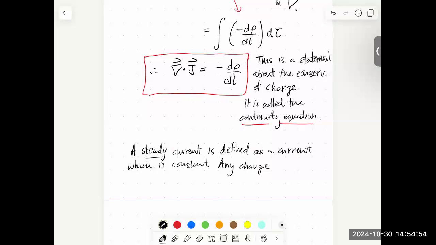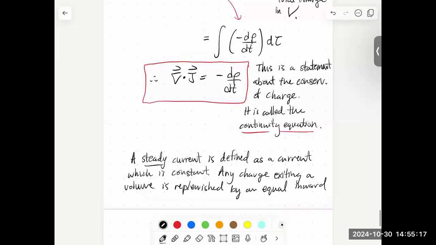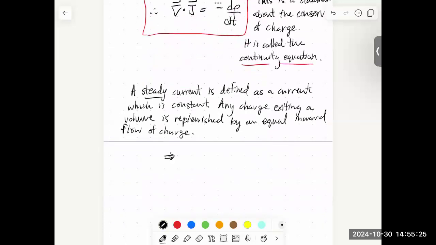Okay, so any charge exiting a volume is replenished by an equal inward flow of charge. This corresponds to d rho of dt equal to 0, and that is what we're going to mean by magnetostatics.